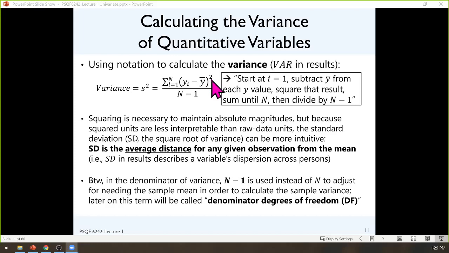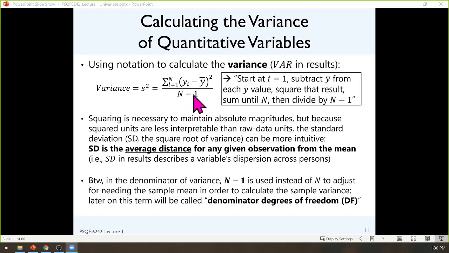We have to square it because some people are going to be above the mean and some people are going to be below the mean by definition, right? The mean is in the middle. And so to prevent the positive deviations from canceling out the negative deviations, we have to square it. So we take how far off you are from the mean, we square it, we sum it up over all the people, and then we divide by n minus 1. And that gives us our sample variance, and that is denoted S squared.